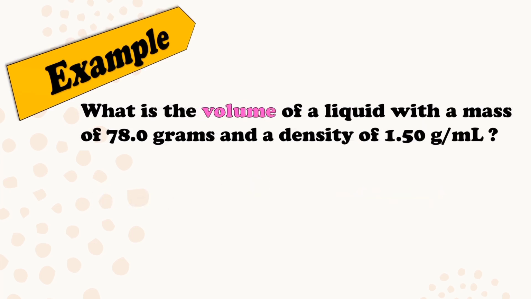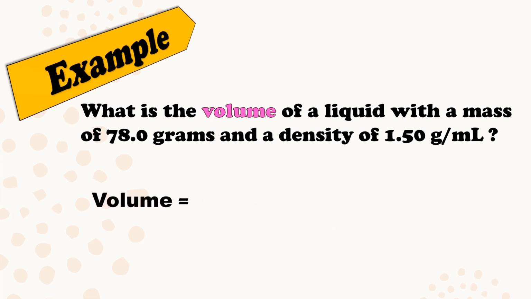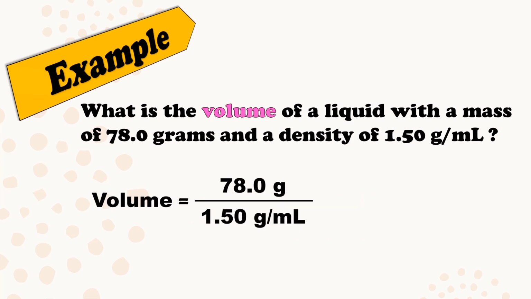Now take another example. What is the volume of a liquid with a mass of 78 grams and a density of 1.50 gram per ml? Now by rewriting the density expression, we get volume is equal to mass divided by its density. Therefore, volume is equal to 78 grams divided by 1.50 gram per ml, and grams cancel out. So we get the answer of 52 ml.